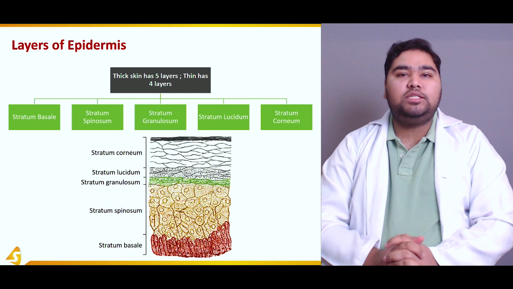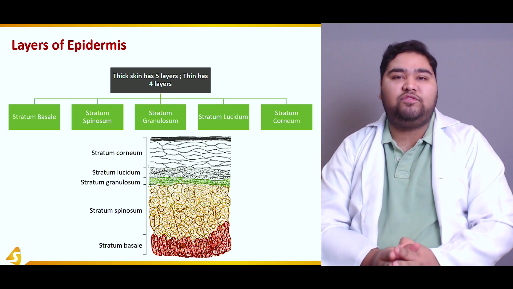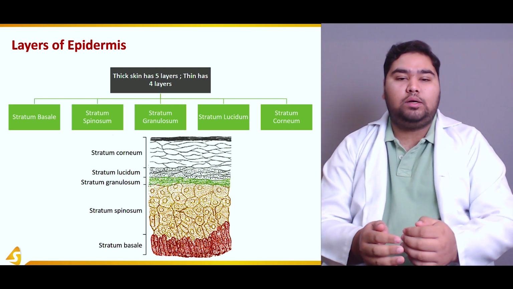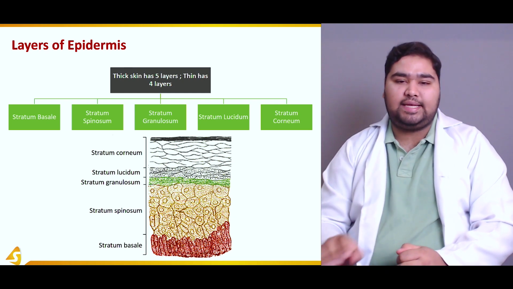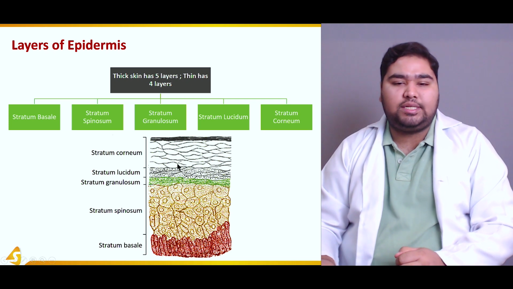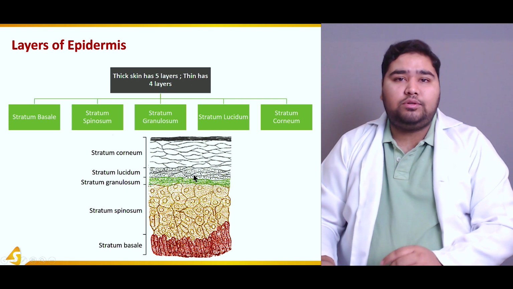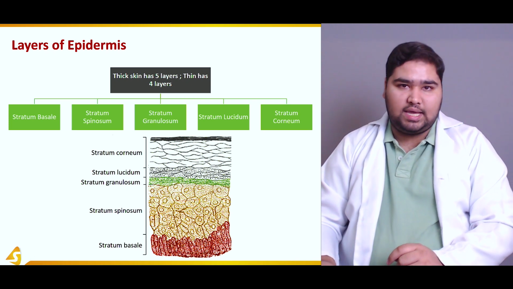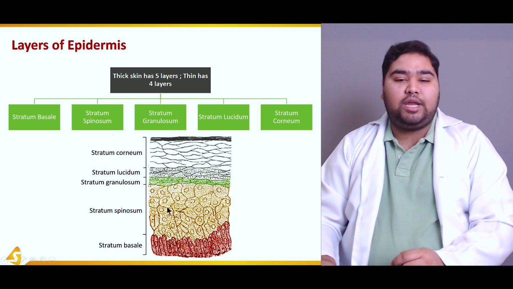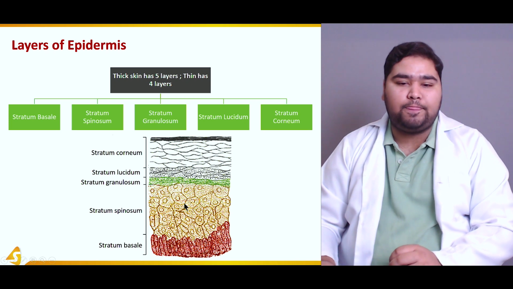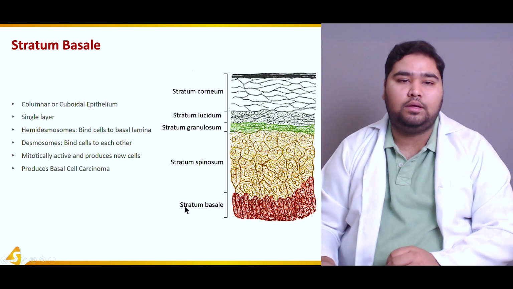Let's take a look on the layers of epidermis. Thick skin has 5 layers and thin skin has 4. When we take a look at the layers, we tend to look at them from outside to inside. From outside, first we have stratum corneum. After that, we have the stratum lucidum. As I already told, stratum lucidum is found only in thick skin. Then we have stratum granulosum. Then we have stratum spinosum, which is the thickest layer in the skin. And lastly, we have stratum basale, which is the last layer of epidermis.